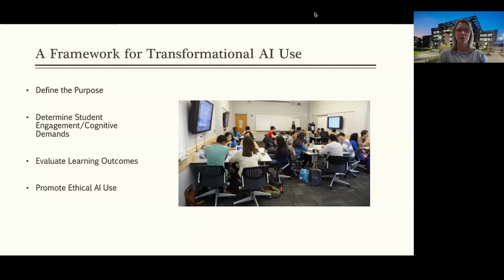Determine the student engagement level or the cognitive demands on the student. Evaluate the learning outcomes. That means both what did they get out of using the AI and how did we master the learning outcomes for this particular class or subject. Okay, and always promoting ethical AI use. It is so important, I think, that we always include information and teaching about the ethical use of AI in our classroom instruction anytime that we are using AI and for any purpose.